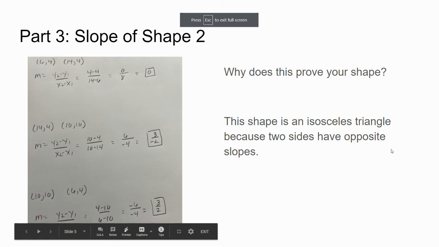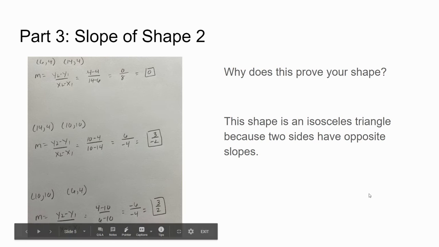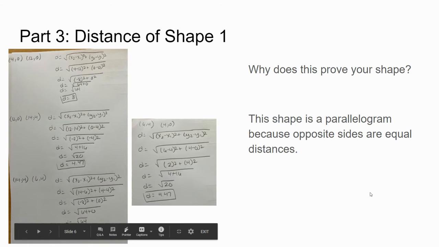So then I do my second shape, which was my isosceles triangle. The shape is an isosceles triangle because two sides have opposite slopes. So I have -3/2 and +3/2. So that proves it's an isosceles triangle. Again, I got that right from that chart. Then I proved my distances. This is what you did yesterday.